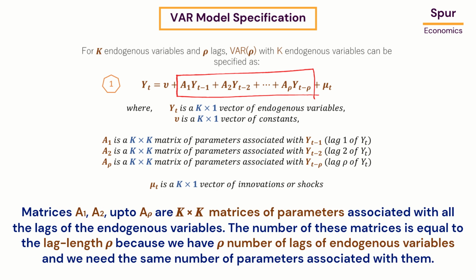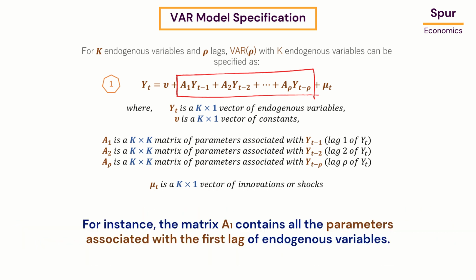The matrices A1, A2, up to Aρ are k by k matrices of parameters associated with all the lags of the endogenous variables. The number of these matrices is equal to the lag length ρ because we have ρ number of lags of endogenous variables and we need the same number of parameters associated with them. For instance, the matrix A1 contains all the parameters associated with the first lag of endogenous variables.